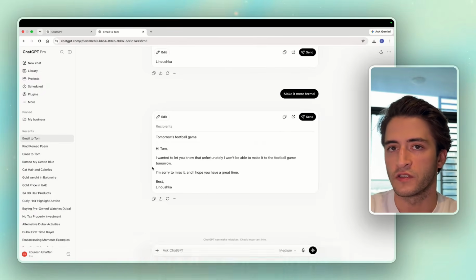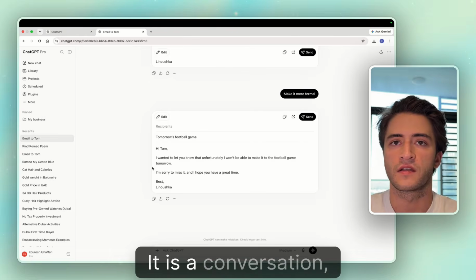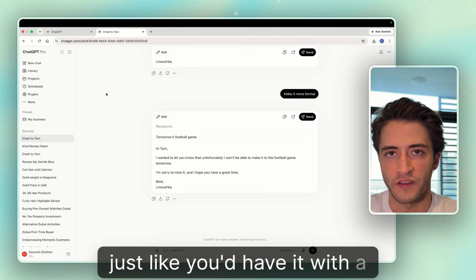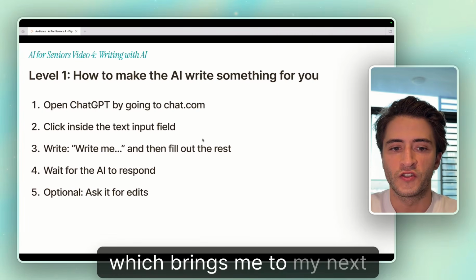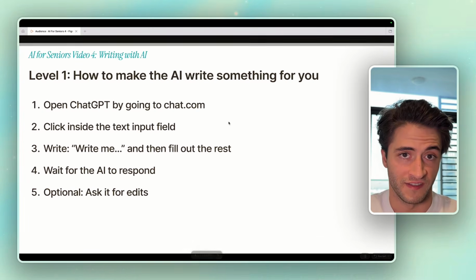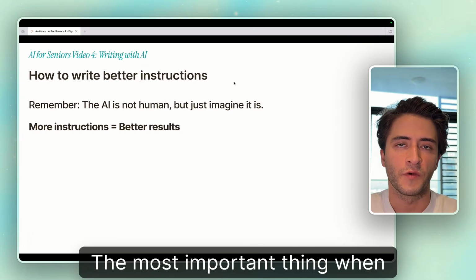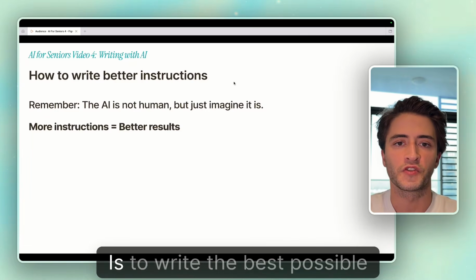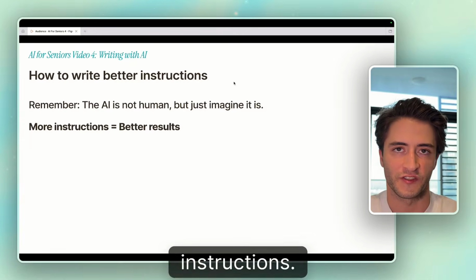It's not a single instruction and output. It is a conversation, just like you'd have it with a human. Which brings me to my next point. The most important thing when it comes to working with AI is to write the best possible instructions.